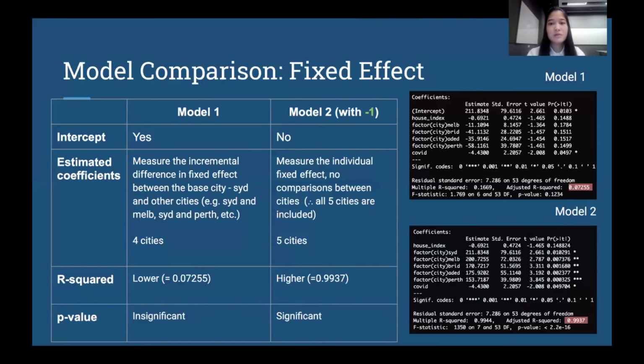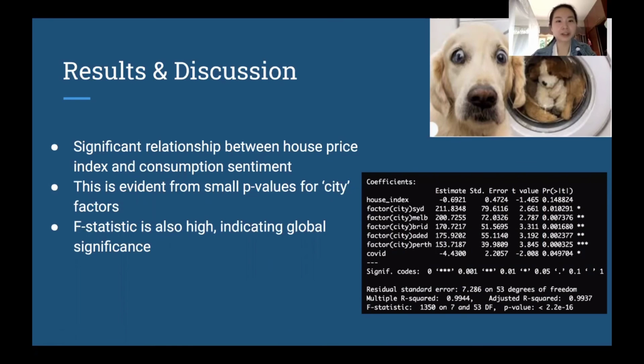It is also worth noting that model 1 has a lower adjusted R-squared of 0.07255 and overall high p-value, whereas model 2 has a higher adjusted R-squared of 0.9937 and low p-value, indicating statistical significance at a 5% level. In conclusion, we decided to use model 2, which is consistent with the equation on the model description slide after such comparison. Here are the results we got from running the fixed effect model.